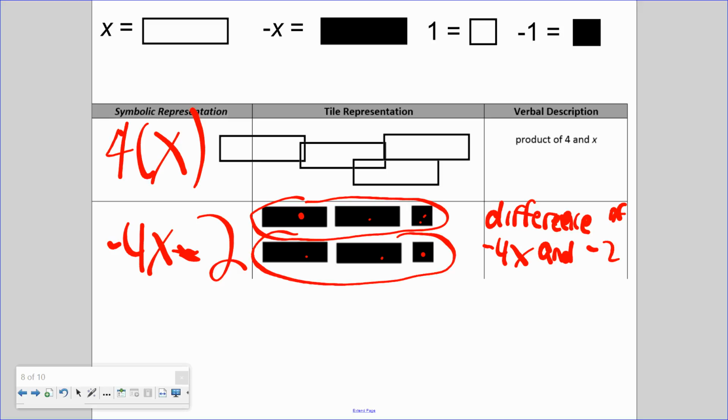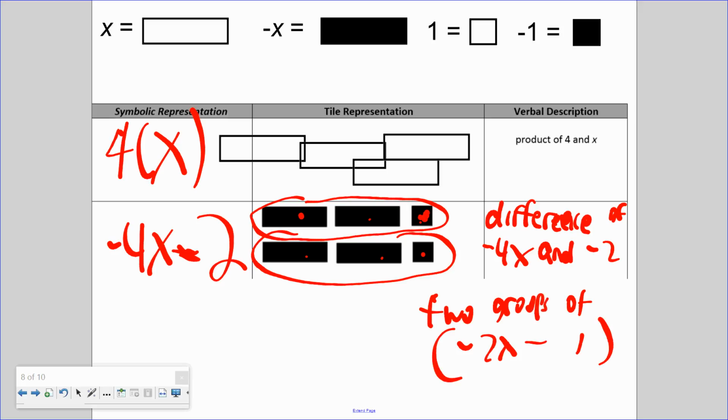Or does this group look similar to this group? It does. So it could be 2 groups of -2x minus 1.